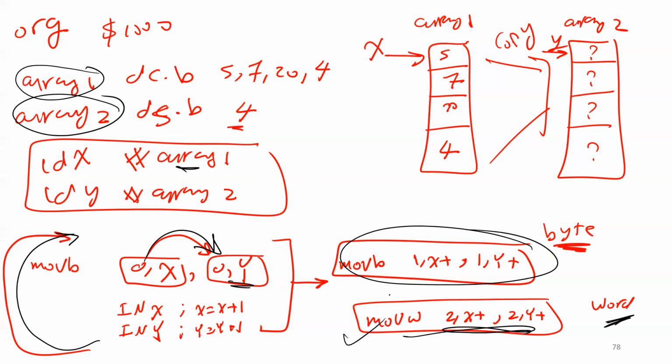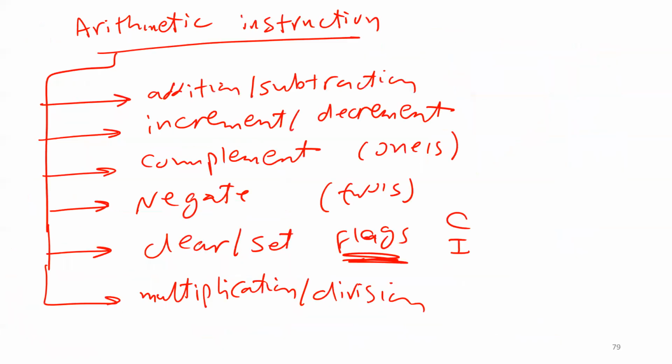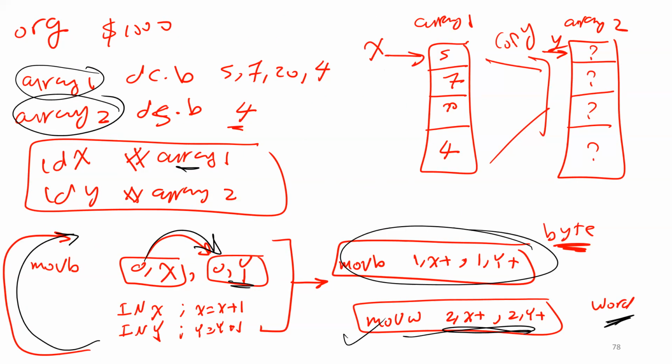How many times do you have to loop? It means how big is your array. If your array has 100 elements, then I have to loop 100 times. Any questions? Okay. So I am done with data transfer instructions.